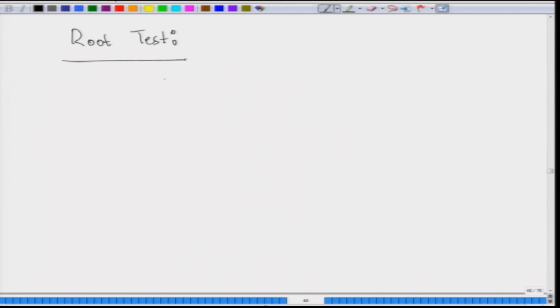Root test: it says that if a_n's are non-negative numbers, then a_n to the power 1 over n exists, since the nth root of any non-negative number exists. If we take the limit as n goes to infinity, let us assume that this is L. Similarly, if L is less than 1, then the series converges.